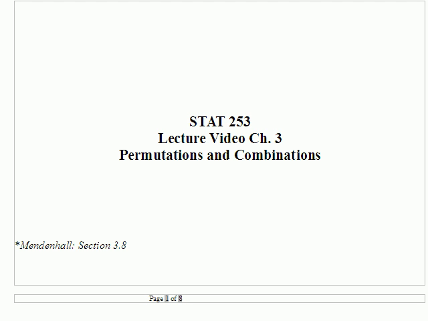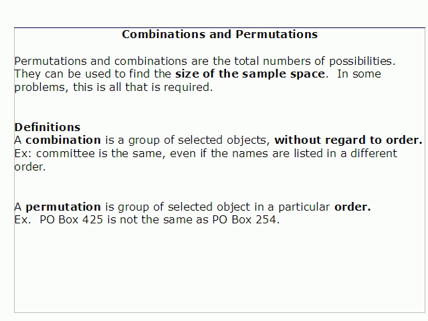In this lecture, I'll present the rules for permutations and combinations and then give a little review on factorials. Permutations and combinations are the total number of possibilities given certain conditions. They're used often to find the size of a sample space, especially if it's based on the arrangement of different items.